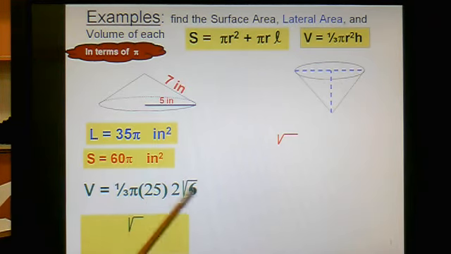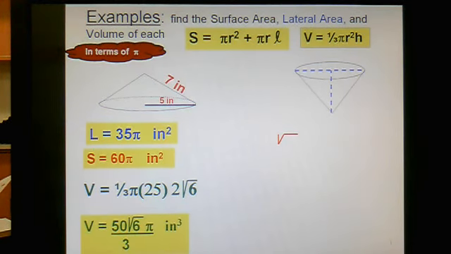So if I simplify this whole thing, I'd get 25 times 2 is 50, rad 6 times pi, divided by 3. So you'll see this ugly looking answer and you go, what is that? That's often the way answers are left in terms of pi. You'll see multiple choice answers like that on the final exam, I think.